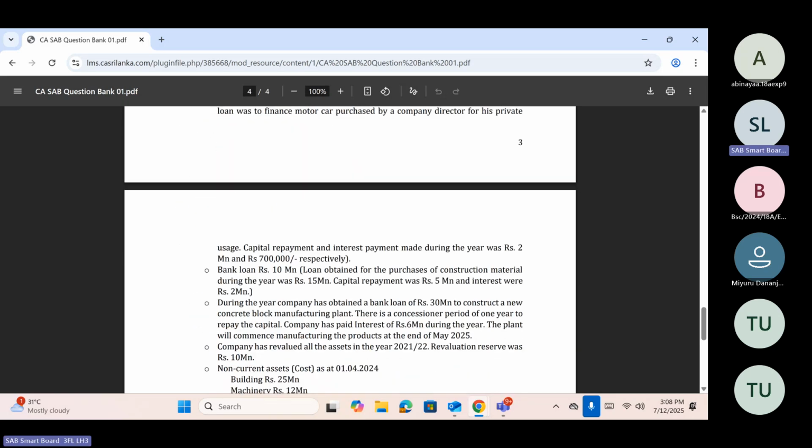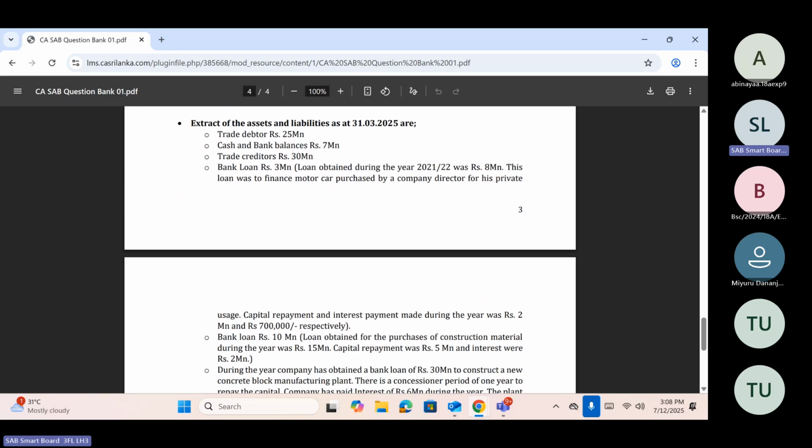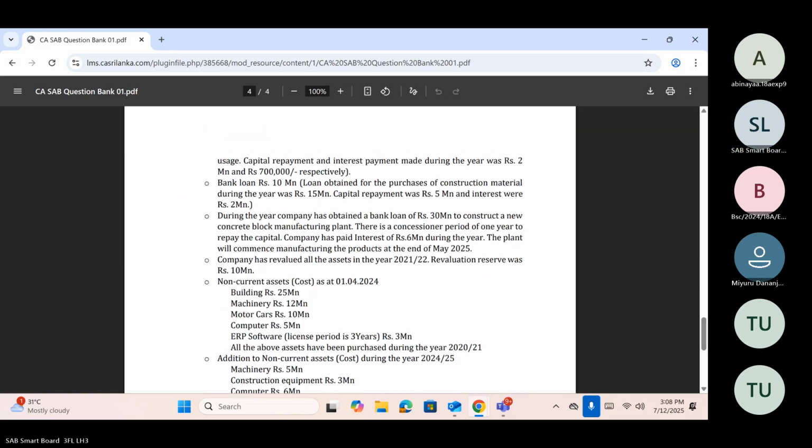Bank loan, that is independent. 10 million. It says liability as of 31st March 2024. Fine. What is the loan amount obtained? Loan obtained for the purchase of construction machine during the year. In the year, they have obtained a 15 million loan.